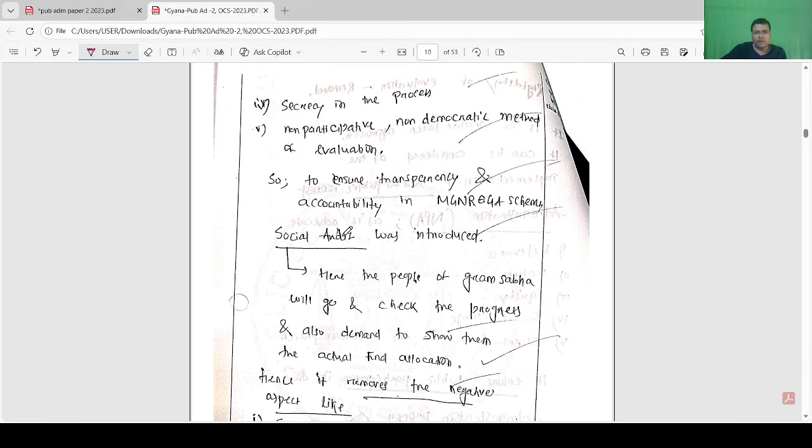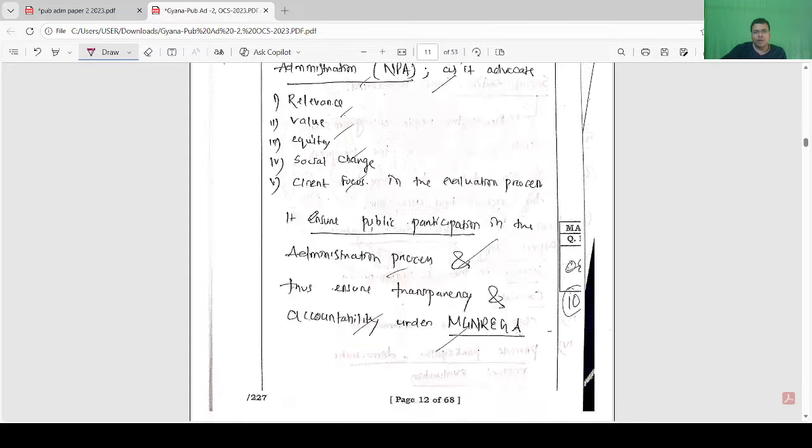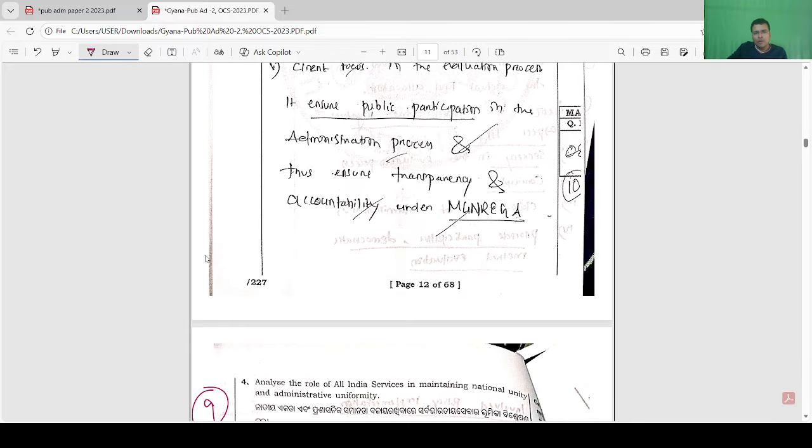He has written social audit, but in two parts. Problem or limitation before social audit, then solution: Second ARC 6th report, 1, 2, 3 recommendations.